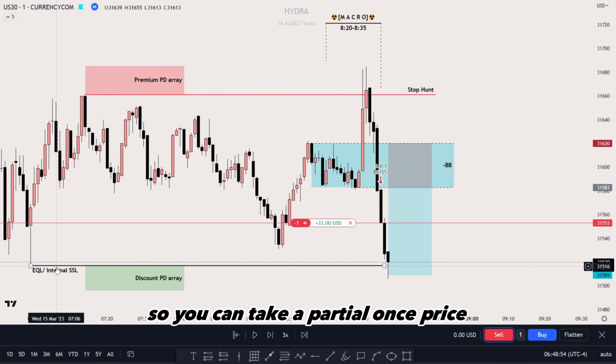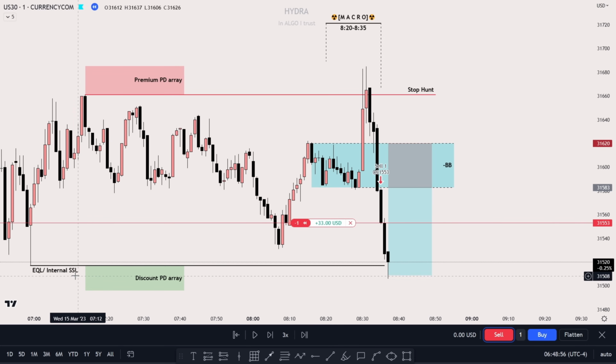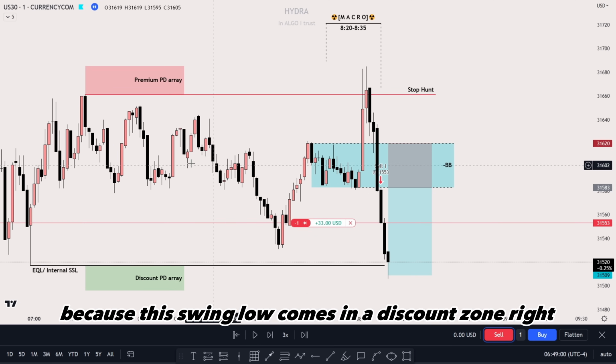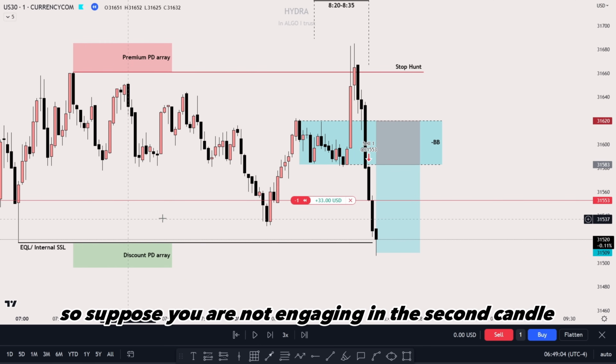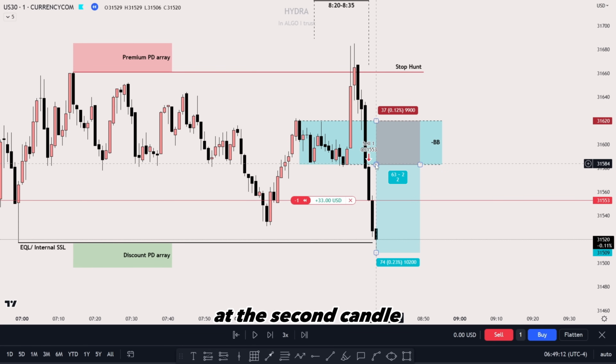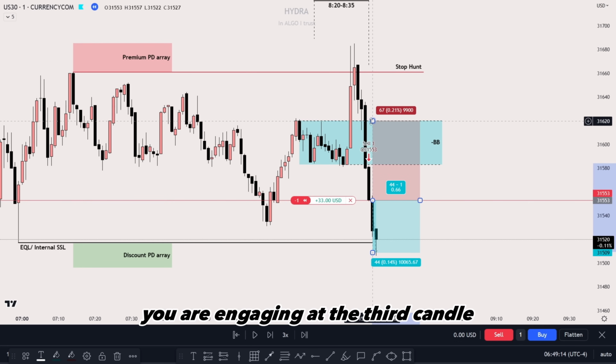So you can take a partial once price moves to this discount PD array. Why is it a discount PD array? Because this swing low comes in a discount zone, right? So suppose you are not engaging in the second candle, right? You did not get a chance to engage at the second candle. You are engaging at the third candle.